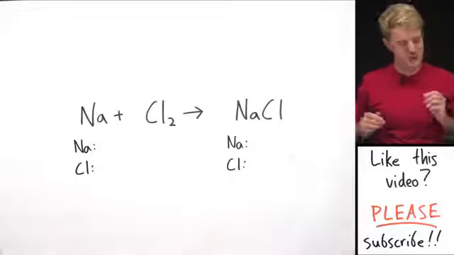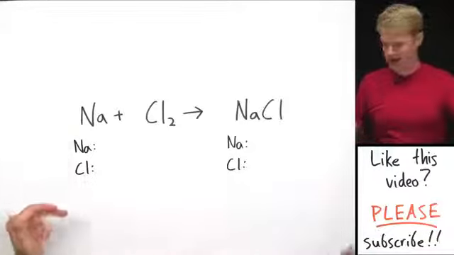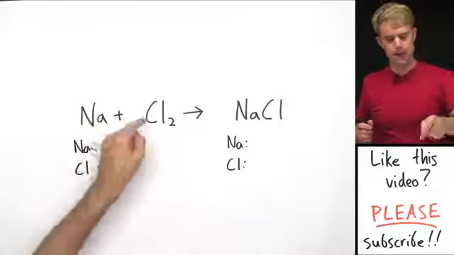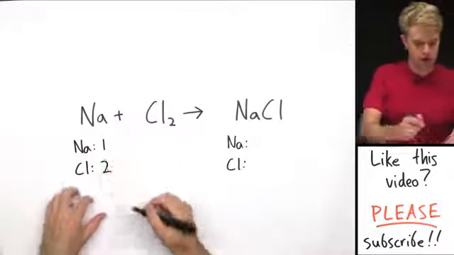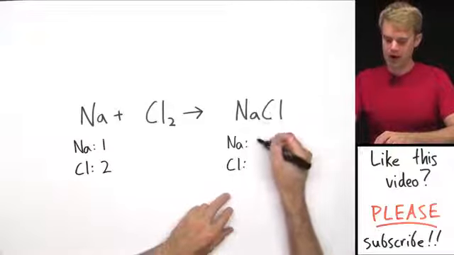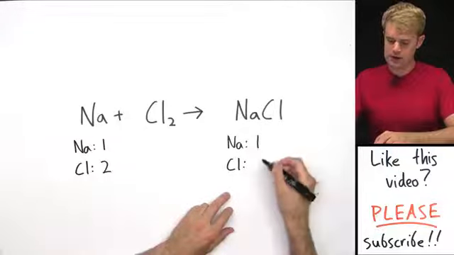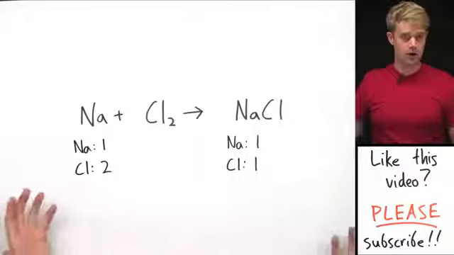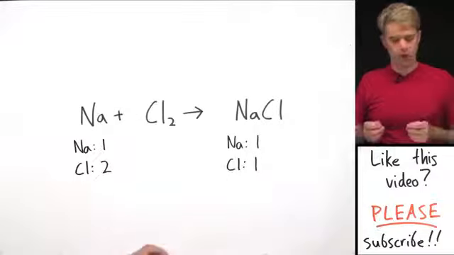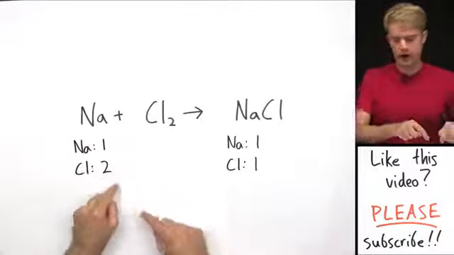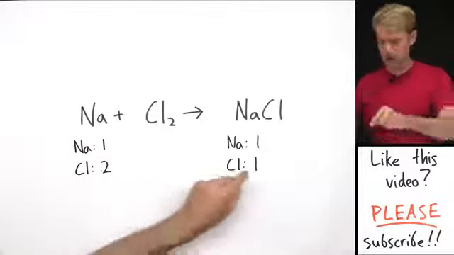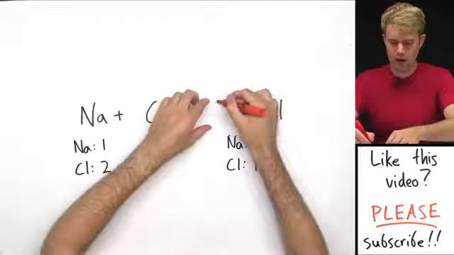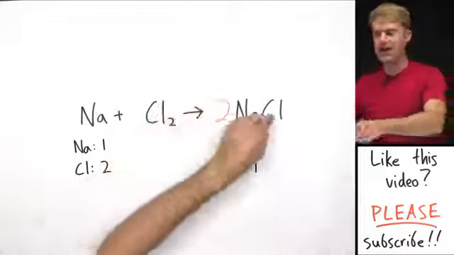Okay, so this one here has sodium and chlorine. Over here we got 1 sodium and we have Cl2. We have 2 chlorine atoms. Over here we have NaCl, so we have 1 Na and 1 Cl. Okay, how am I going to start? Well, I have more chlorine on this side. I have 2 over here and I only have 1 here. So I can start out by putting a 2 in front of NaCl.